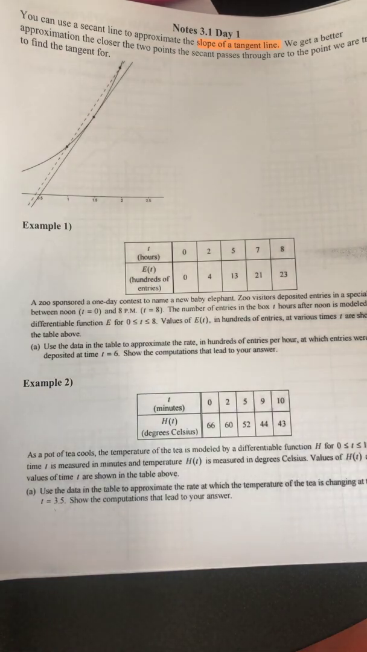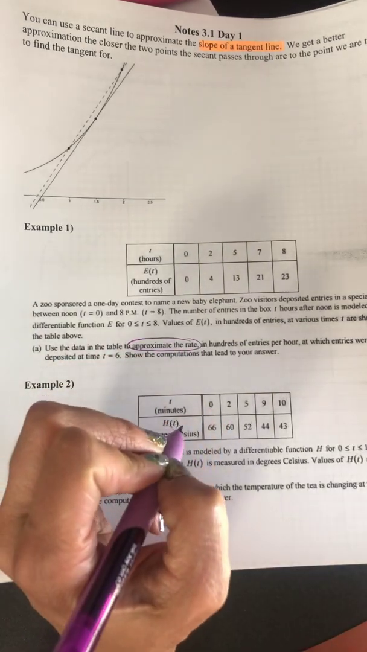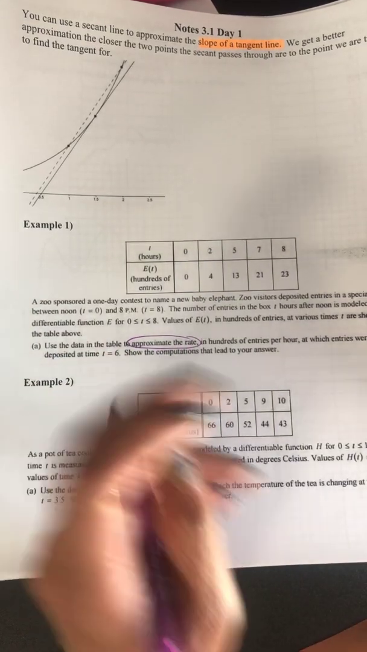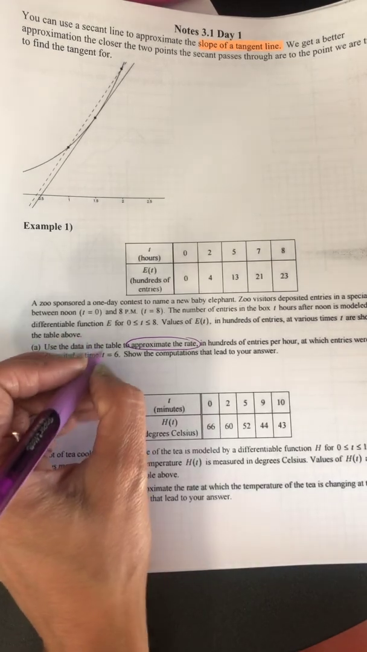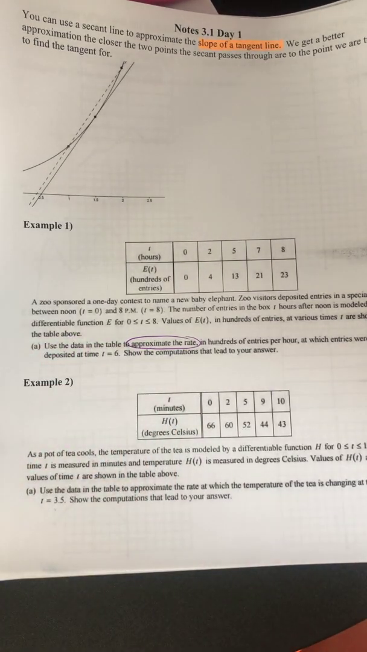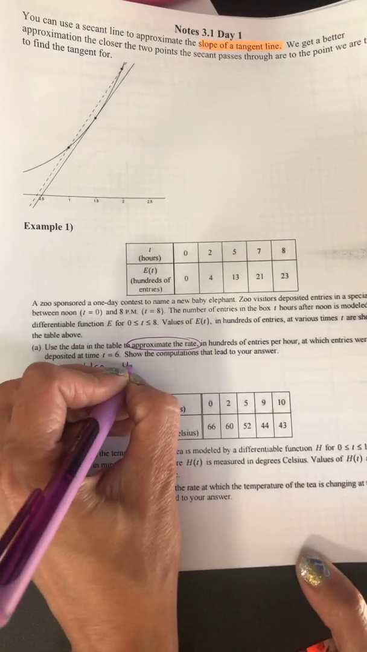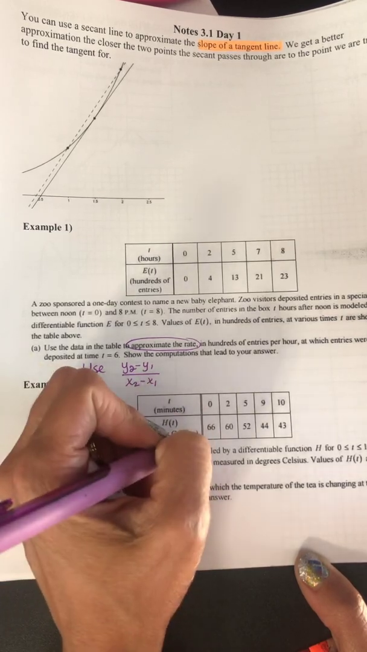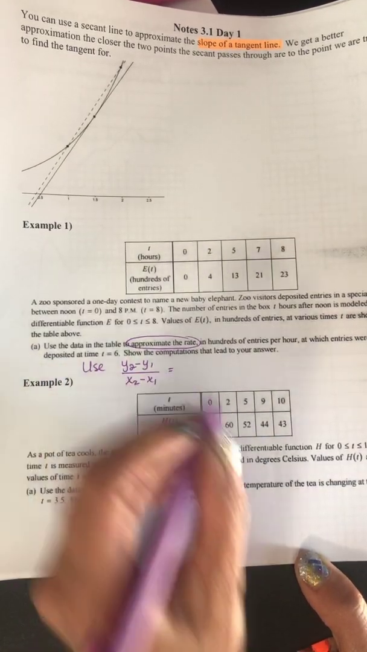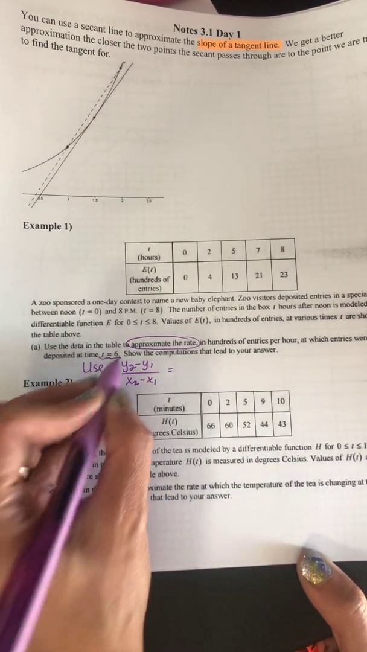Okay, so we're going to approximate the rate. Okay. So we're approximating, and when we are finding a derivative, pretty much that's what it is, we are finding the slope. So since we're approximating and we're using the secant line to approximate, we're going to use the slope formula. So y2 minus y1 over x2 minus x1. Okay. All right. And they want us to find at a specific time. At a time t equals 6.